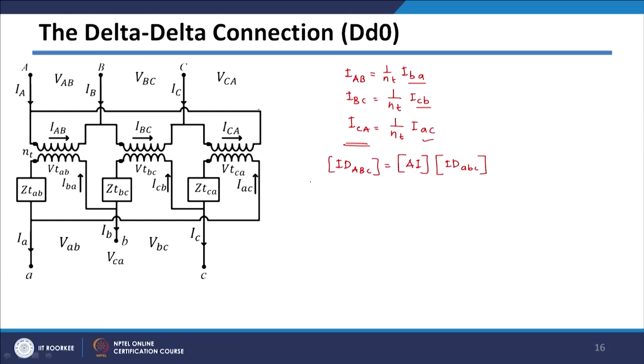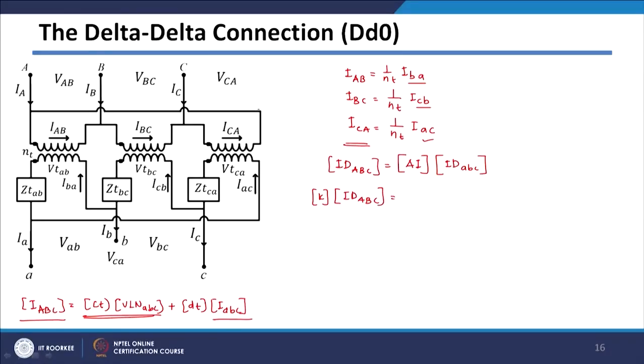Now, if you compare this with our standard equation, the standard equation is like this: IABC is nothing but your C parameter CT into VLN small abc plus your DT into IABC. So, here this term is not there, so we do not have to worry, but here we need line currents, and here also we need line currents. So, what we can do, we can multiply both the matrices by K. So, it will be K multiplied by ID ABC, which will be equal to, since it is just diagonal entries, I can just exchange the position of K.